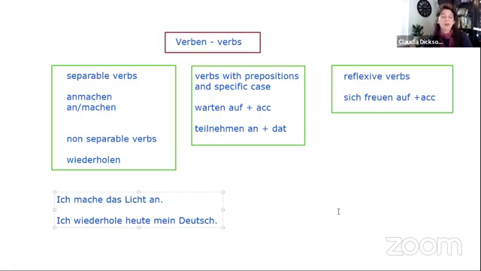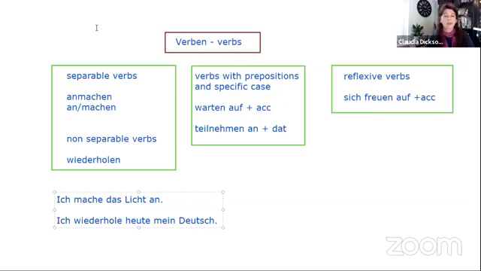Now, when it comes to prepositions and verbs, so prepositions that fit to verbs, you cannot ask yourself that question. Verbs have a specific preposition, and with that comes a specific case. So either you know it or you need to look it up.